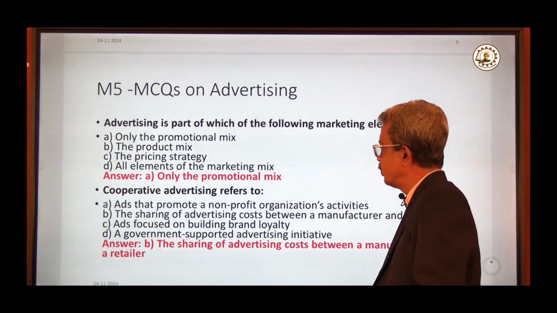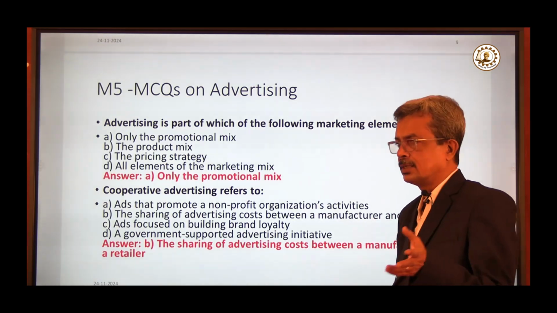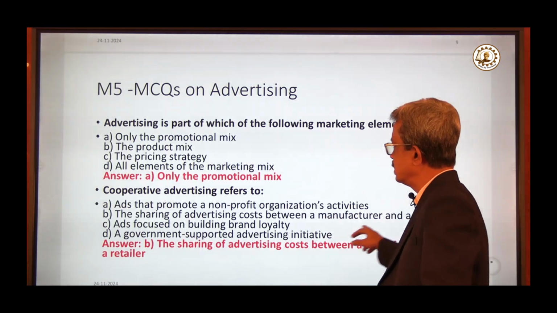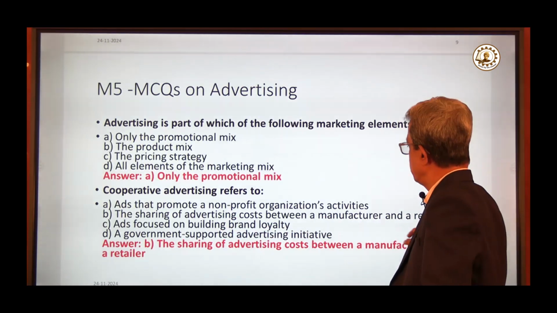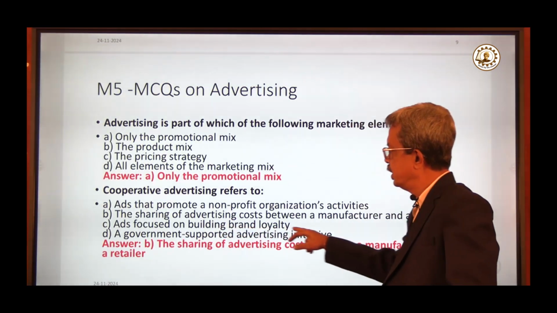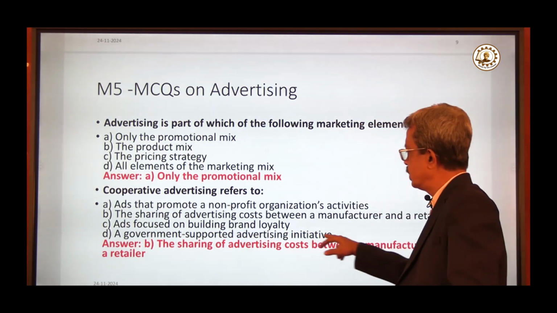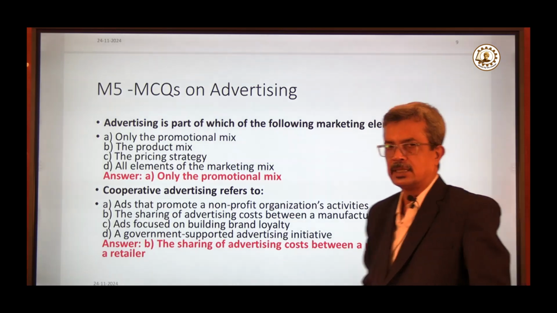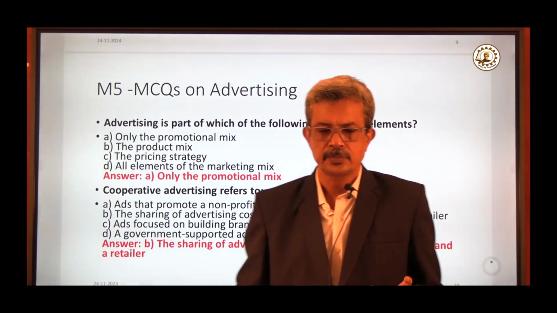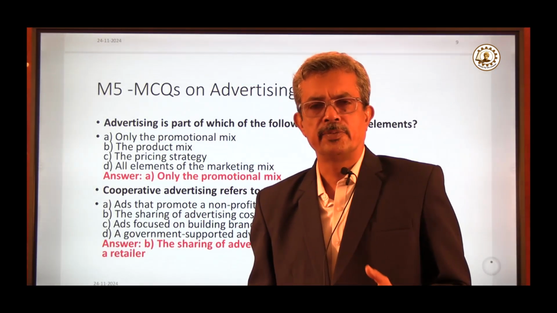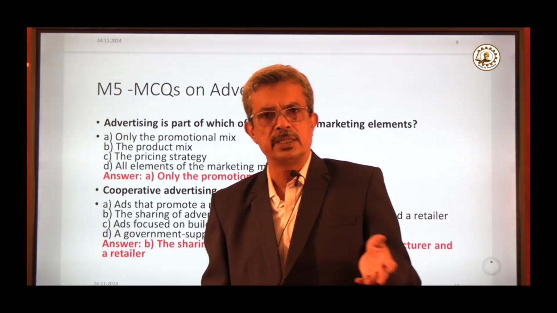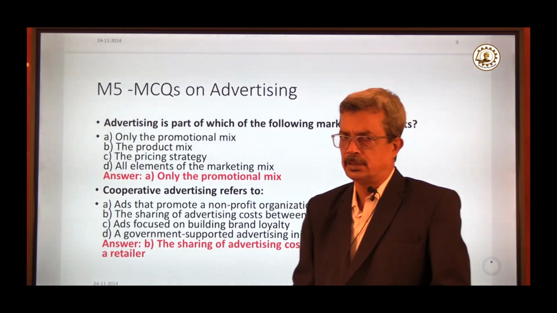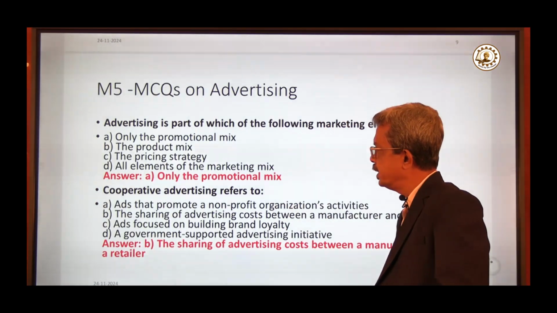Cooperative advertising refers to cooperative, by the word you can understand, where you are basically associated with people. The options: ads that promote non-profit organization activities, sharing of advertising costs between manufacturer and retailer, ads focused on building brand loyalty, government supported advertising initiatives. So basically sharing an advertising cost between the manufacturer and the retailer. If the manufacturer is coming up with an advertisement where there is a cost sharing between two of the parties, this is nothing but a cooperative advertising process.